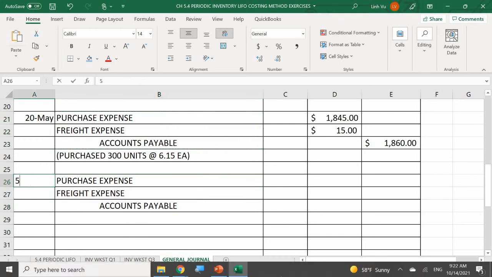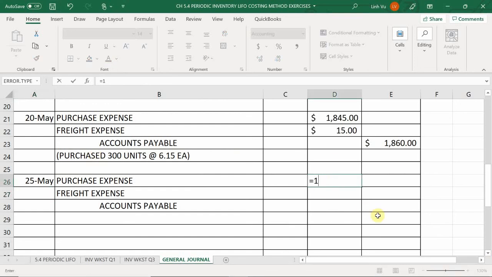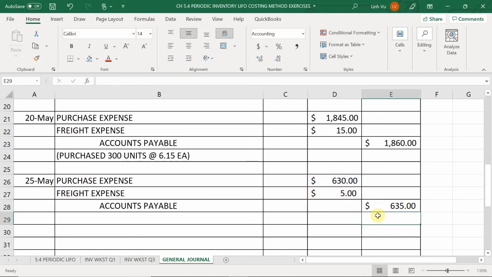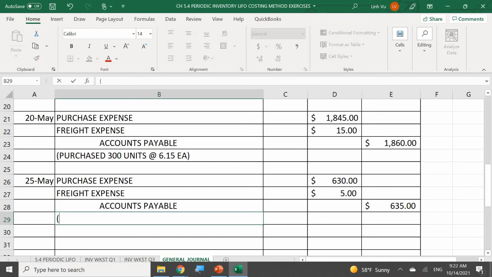Okay, so this was on May 25th. I bought 100 at $6.30 and my freight was $5. So therefore, I should have a grand total of $6.35. I'm going to finish off my journal with a note: Purchase 100 units at $6.30 each.